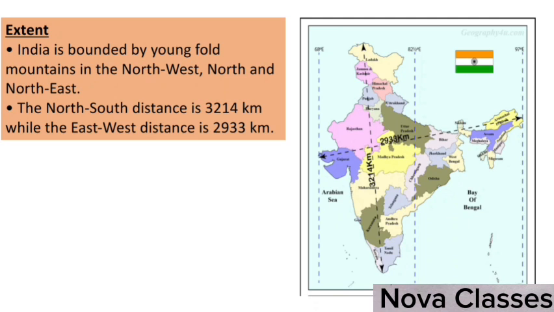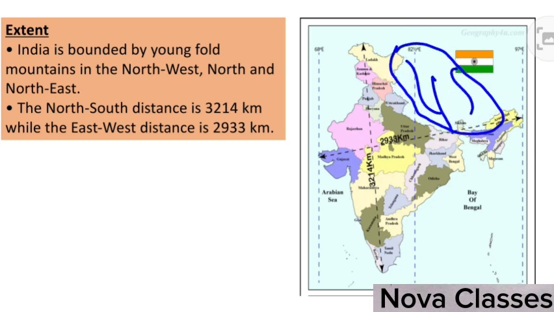Okay, so here it is given that India is bounded by the Young Fold Mountain. Young Fold Mountain, you can see, is the Greater Himalayas. I think you all are aware of that. So that is the Young Fold Mountain. You can see that is Ladakh, and after that Himachal Pradesh, Uttarakhand, Uttar Pradesh. Okay, Bihar, and after that Arunachal Pradesh. They are sharing the Himalaya.